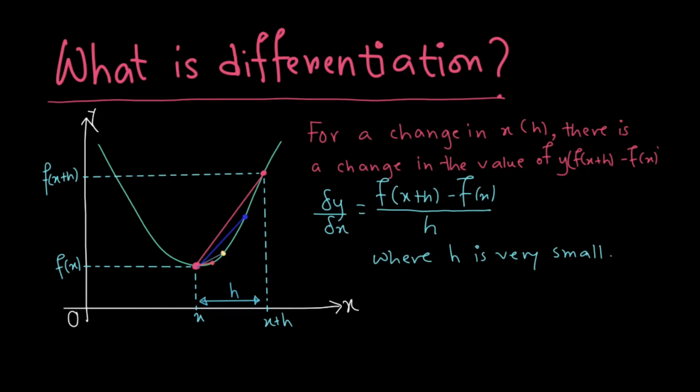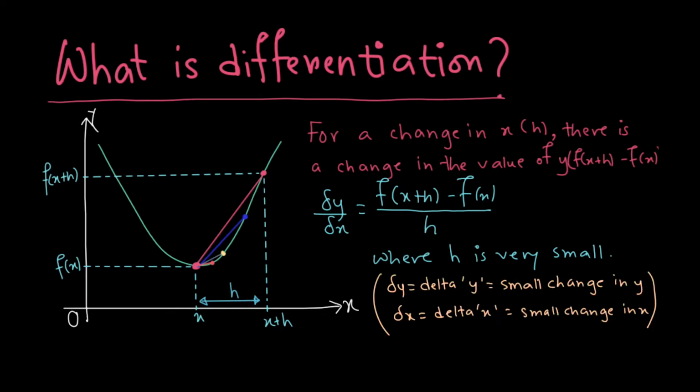We can use this very small difference in the values of x and their corresponding y's to find the gradient of the curve at that point. And the process is called differentiation. I'll show you the process in a while. From this curve, we can say that delta y by delta x is equal to f of x plus h minus f of x divided by h, where h is very small, delta y is equal to small change in y, and delta x is equal to small change in x.